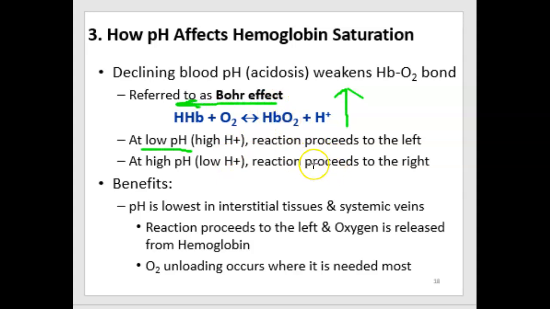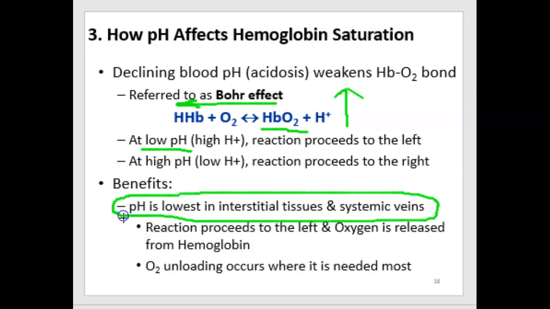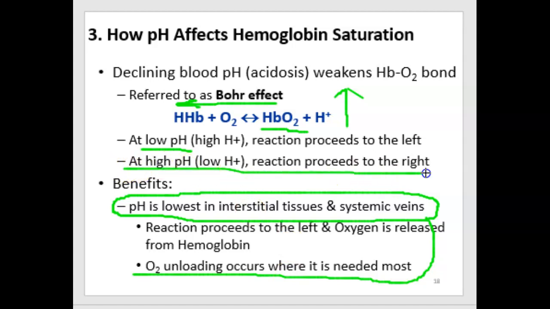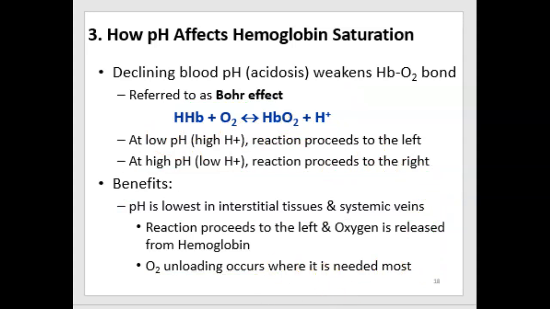What that means is at low pHs, hemoglobin is going to release its oxygen. The reason this is important is that in the interstitial fluids and in the venous end of the capillaries, that's where pH is the lowest. It's perfect though, because that will unload the oxygen to these tissues and to the blood, whatever. So at high pH, the reaction is going to proceed to the right, of course, because the hydrogen ion concentration is lower.